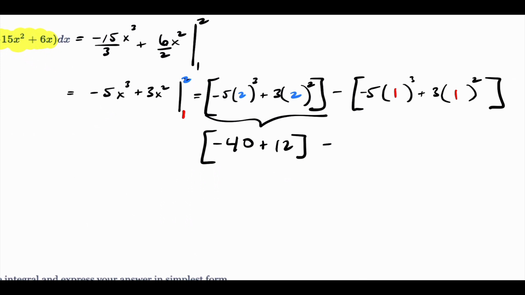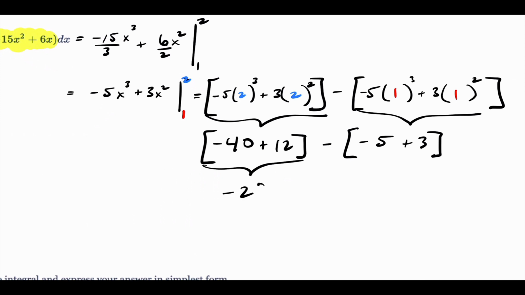Remember to do exponents first before you multiply. The next guy, I get a negative 5 plus 3. Let's see, over here, I get a negative 28 minus a negative 2. Negative 26. That's the area under the curve from 1 to 2.